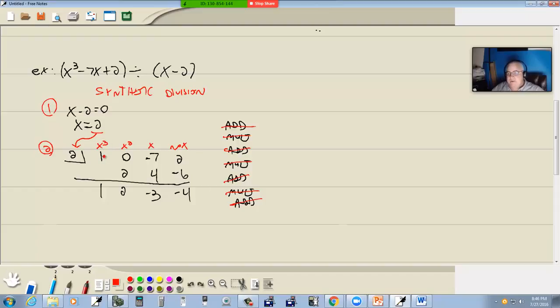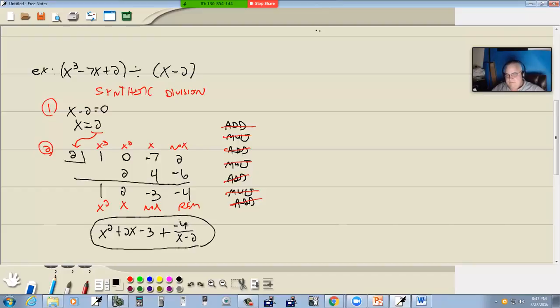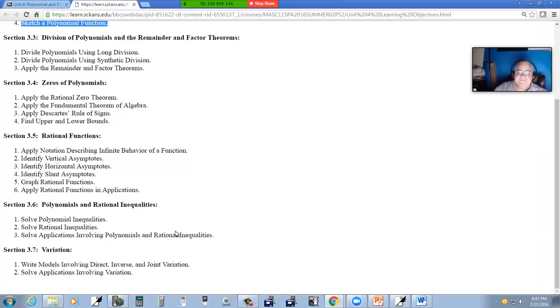Now this was x to the third. Straight down below it will be 1 degree lower. So this will be x squared. This will be x. This will be no x. And this is a remainder. So we're going to have x squared plus 2x minus 3, and then we'll take our remainder and put it over what we're dividing by, which is the x minus 2. And that's our answer. Now that's our synthetic division.